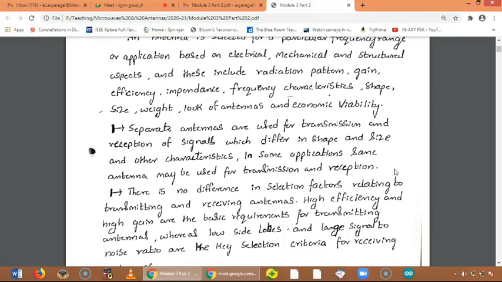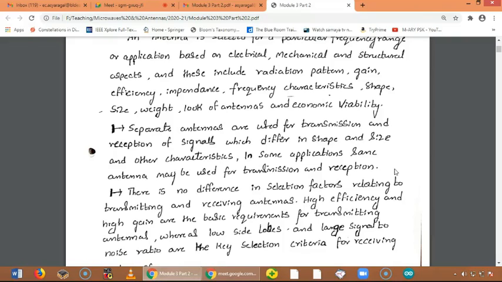And considering the receiving antenna, we must have low side lobes, and also there should be a large signal-to-noise ratio. The SNR should be large. So these two parameters we need to look into when we select a particular antenna as a receiving antenna.